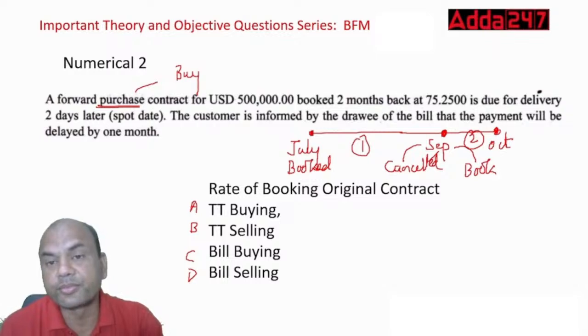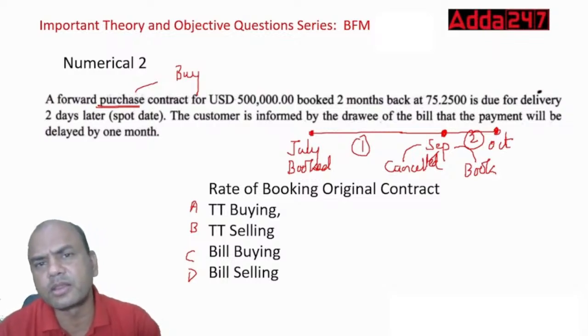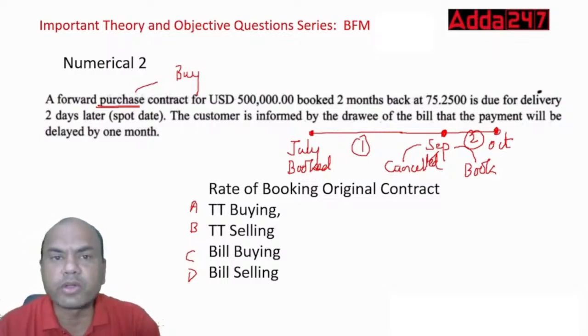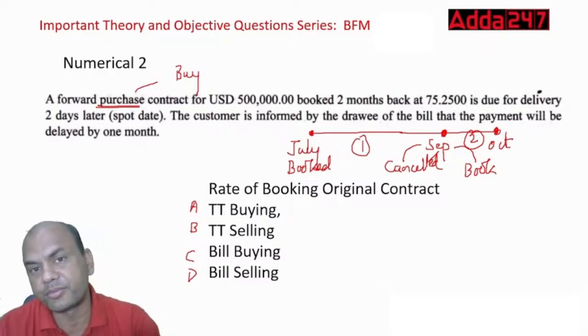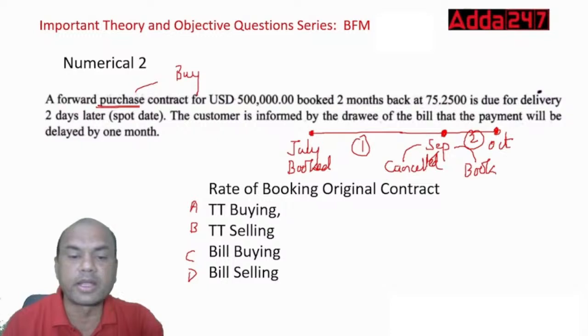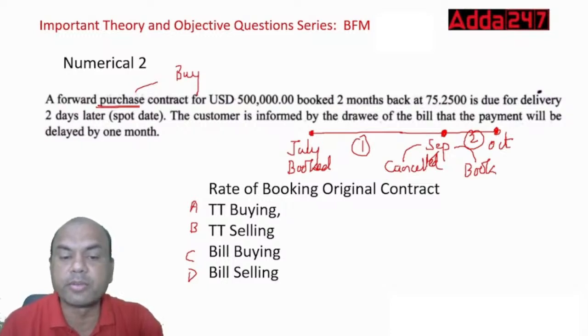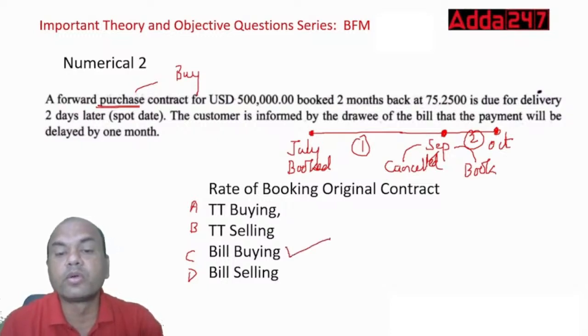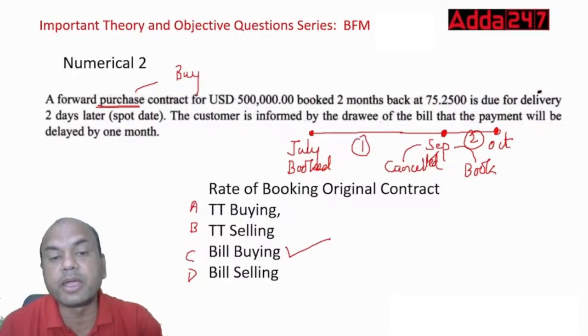So which one? Just now I told you in the first numerical, whenever you are booking a forward contract, which rate will you always use? Bill rate or TT rate? Just go to that part of the video again. You will be taking bill rate. So the answer will be bill buying. So the original contract was booked at bill buying rate. Remember this: this bill buying rate is 75.25.